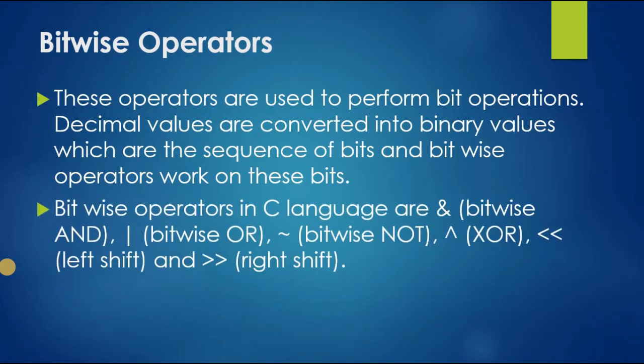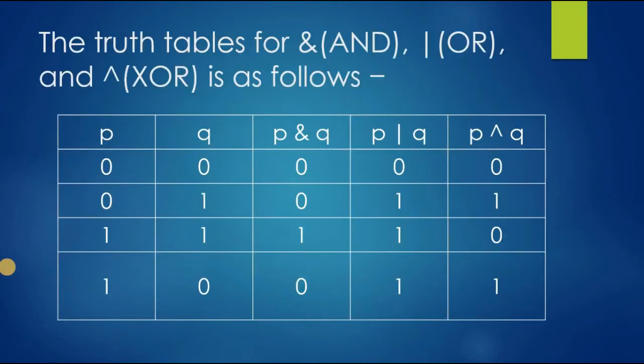Bitwise operators in C language are AND bitwise operator, OR bitwise operator, NOT bitwise operator, XOR bitwise operator, left shift bitwise operator, and right shift bitwise operator. This is a truth table for AND, OR, and XOR.